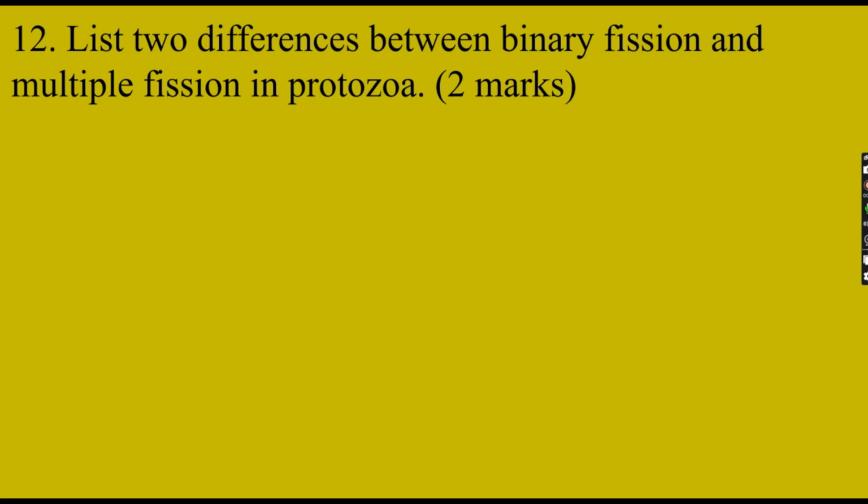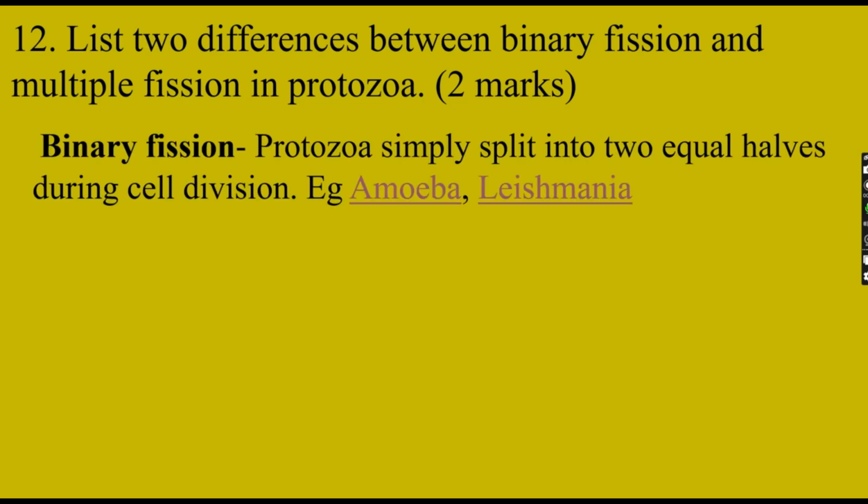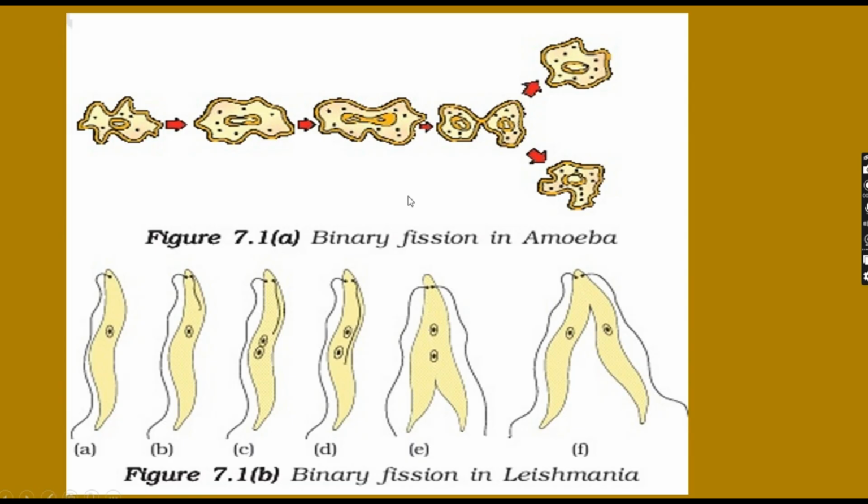List two differences between binary fission and multiple fission in protozoa. This carries 2 marks. So how to write it for 2 marks? Binary fission means the protozoa simply splits into 2 equal halves during cell division, as in amoeba and Leishmania. You can see the figures given in this NCERT textbook. Binary fission in amoeba, how they are dividing, and how the Leishmania is also dividing through the same binary fission process.